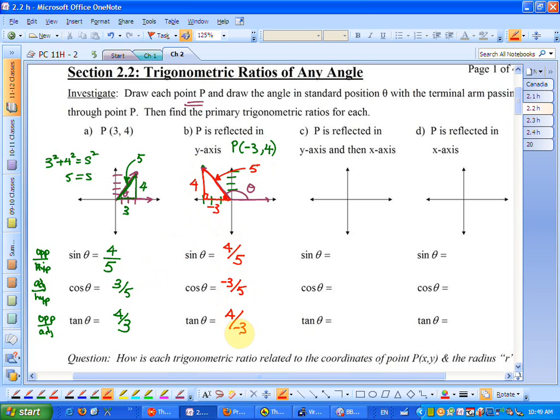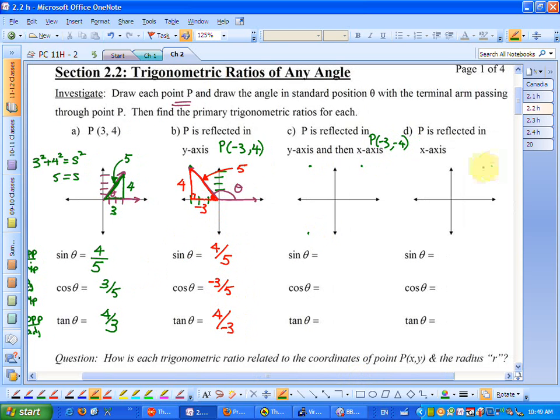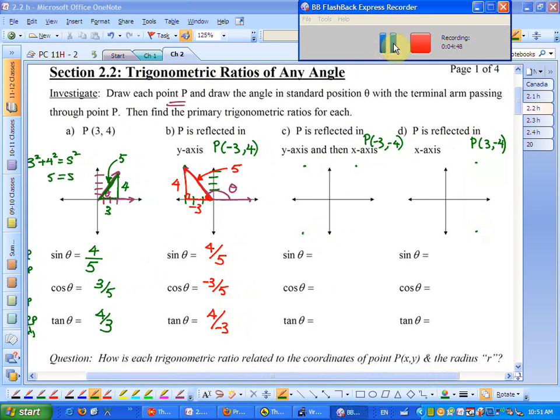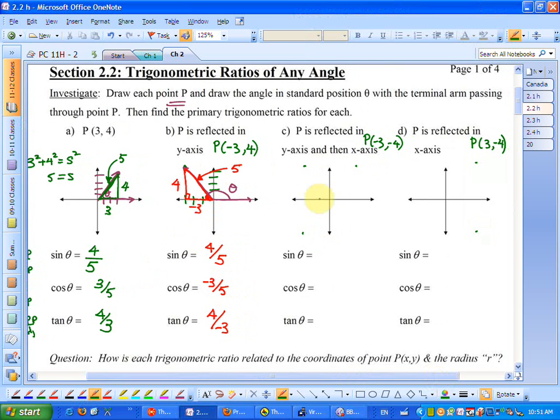Now, I'm going to let you try the next two on your own. P is reflected in y, then in x. So you start over here, then you come over there, then you come down there. If you're curious what that coordinate is, it's (-3, -4). And then the last one for D, if you just reflect it in the x-axis, you're down there. That means your coordinate is just the y value changed. I'd like you to try these right now, please. So (-3, -4), it's way down here.